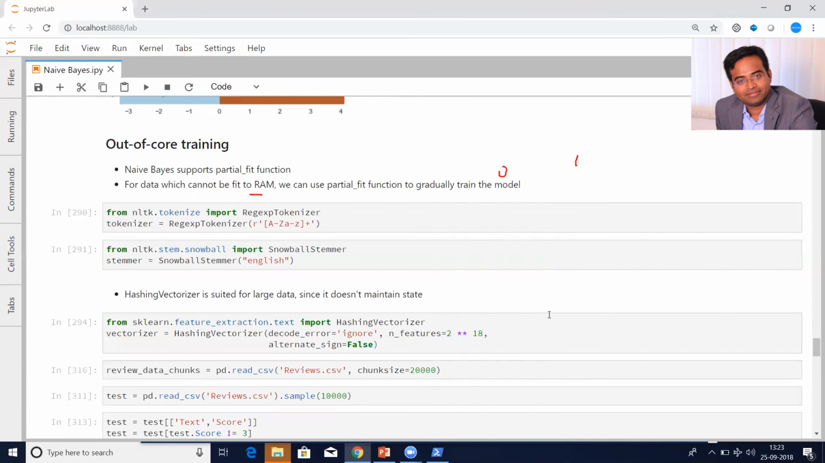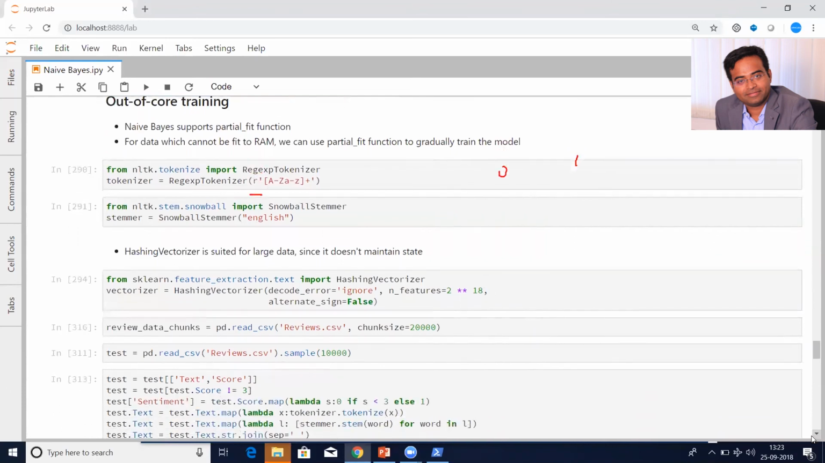The first thing that we do is create an instance of the tokenizer and the stemmer. Count vectorizer or TF-IDF won't work in this out-of-core training model because they need to maintain state. So you need something which does not maintain state, like whatever data you give, it will transform it into a lesser dimension, or for text data, it will convert that into numbers, without maintaining a state. Hashing vectorizer is one such technique. It does not maintain state, so it's suited for higher dimensions of data. So the same data again that we are using.